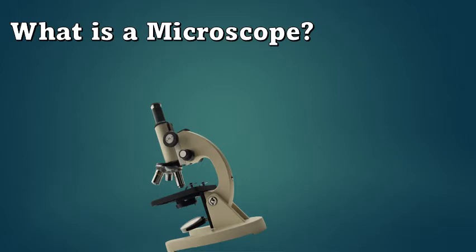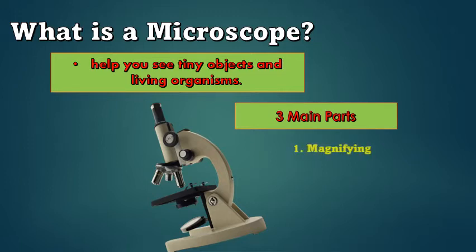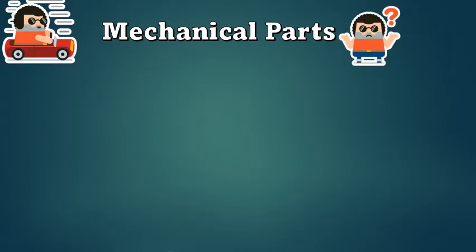A microscope is a tool which can help you see tiny objects or tiny living organisms, and it comprises three major parts based on their function. The first one is for magnifying. The second one is for illuminating. And the last one is for its mechanical. So we will talk about all those three main parts one by one. Let's start with the mechanical parts.